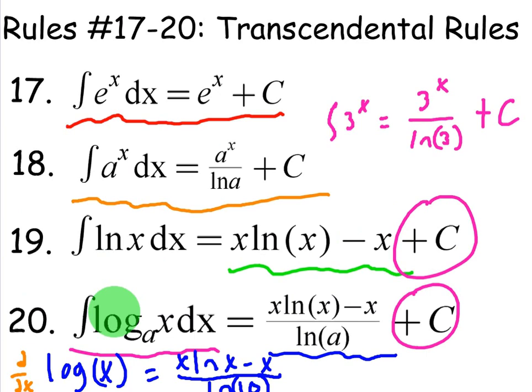Number 20, antiderivative of log base a of x, so a base other than e, is x ln of x minus x over natural log of a. So it's basically the same as 19. You just divide by natural log of a. And again, the reason that works out is because when you take the derivative of this, you will get log base a of x back. So for an example, just say it's log base 10. It'd be x ln of x minus x over natural log of 10. Okay, where a is 10, your base. So these are your rules for exponential functions and logarithmic functions.